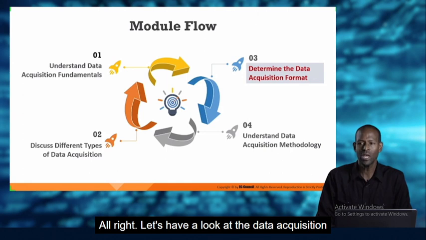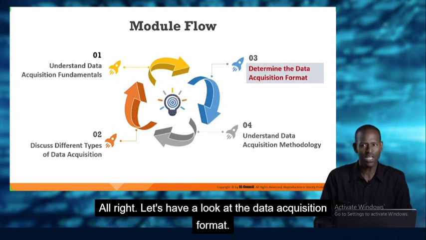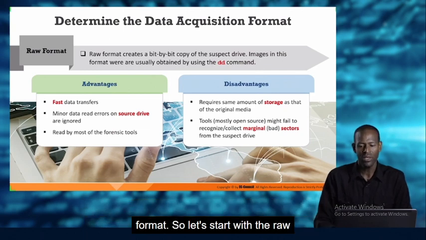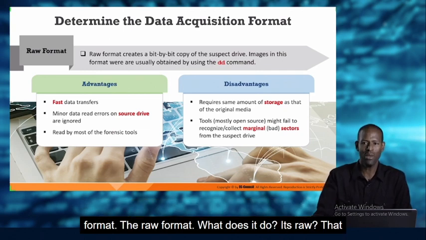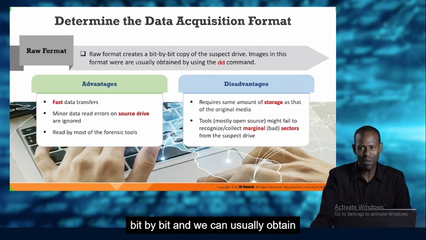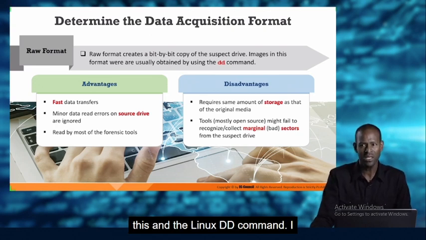All right, let's have a look at the data acquisition format. What we want to do is determine the data acquisition format. So let's start with the raw format. The raw format, what does it do? It's raw. That means it's at the lowest level. It's bit by bit. And we can usually obtain this in the Linux DD command.